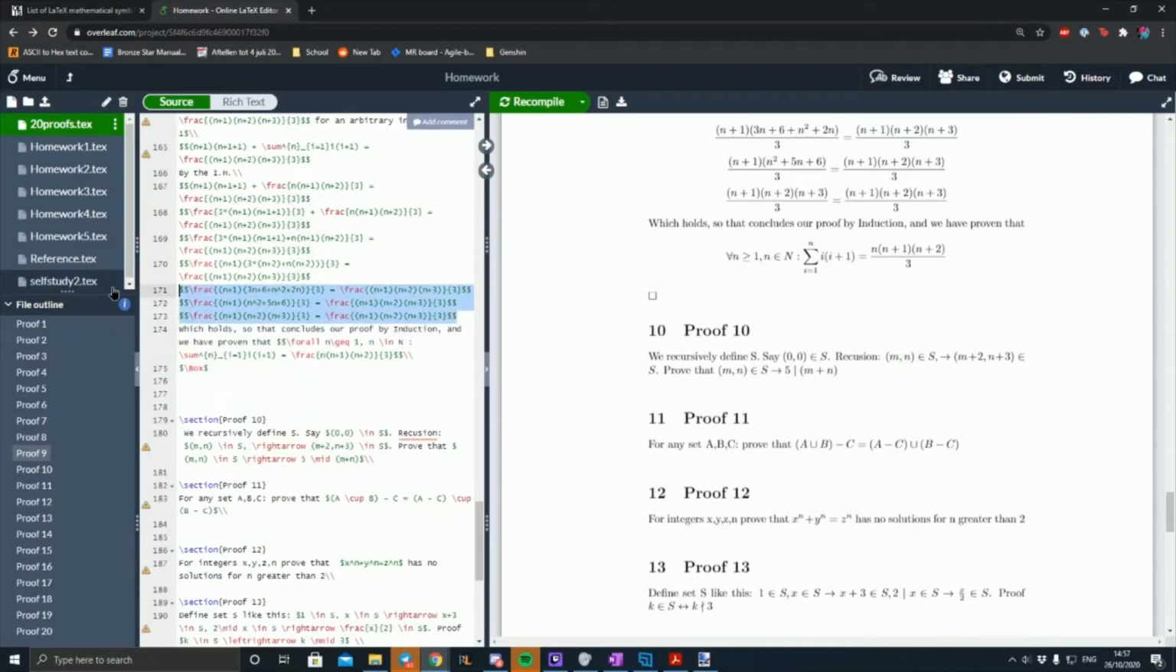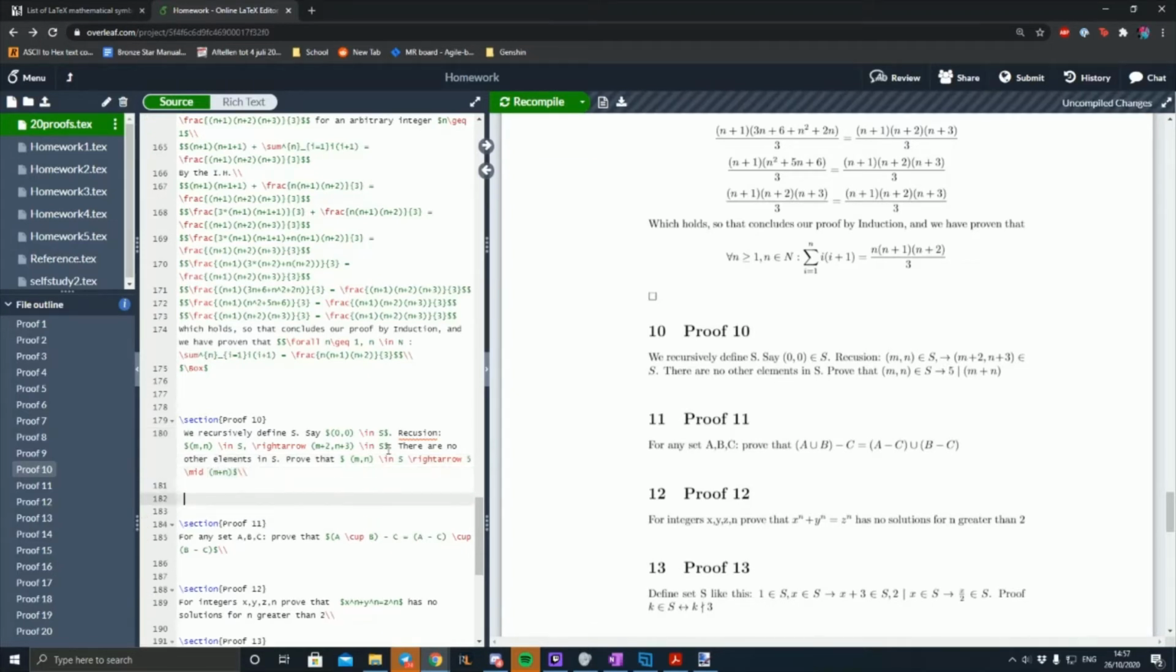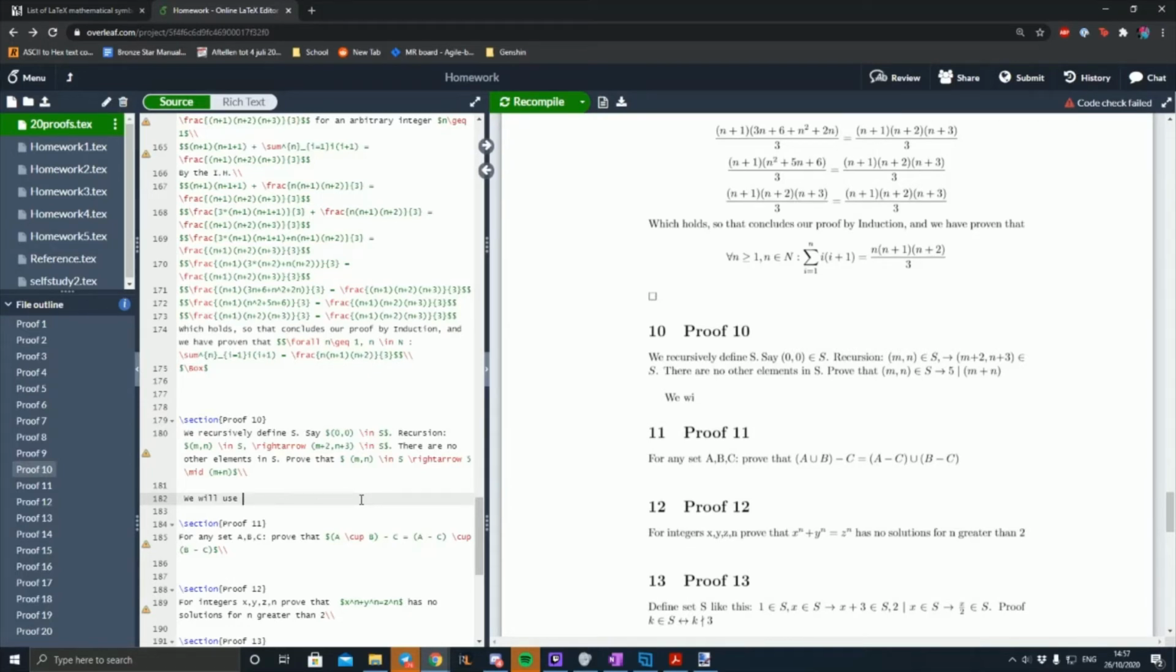It looks like Christmas stuff with all the red and green. Anyways, there are no other elements in S. Prove that if m, n is in S, then 5 divides m plus n. We will use, what's that called again? Induction over a set, like structural induction. Structural induction.